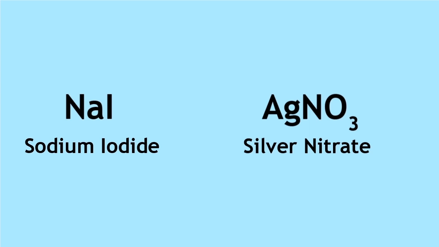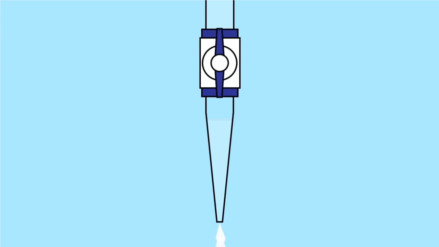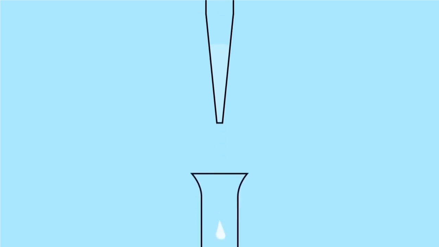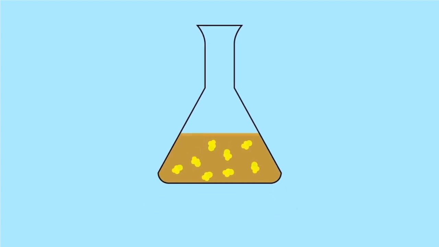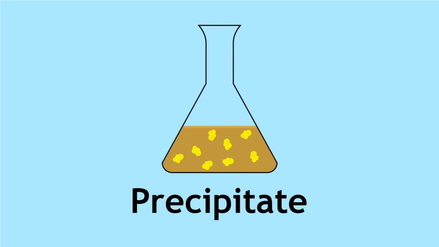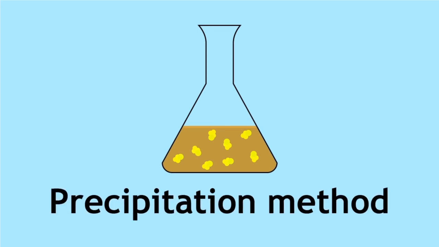These two salts are soluble in water, so aqueous solutions are formed. Add silver nitrate dropwise to sodium iodide, and you will notice that a bright yellow solid is formed. This bright yellow solid is known as a precipitate, which is an insoluble solid formed from combining two solutions. This is known as the precipitation method.